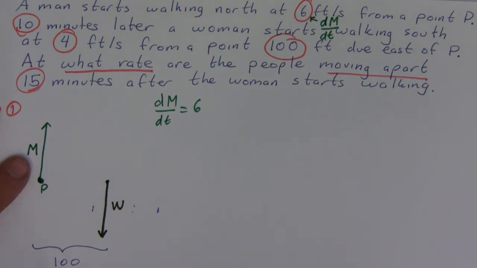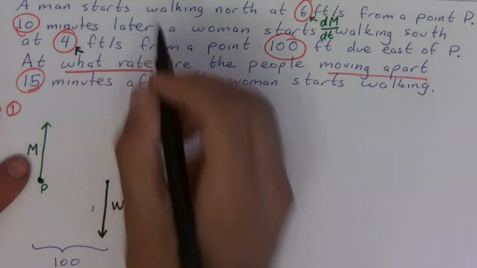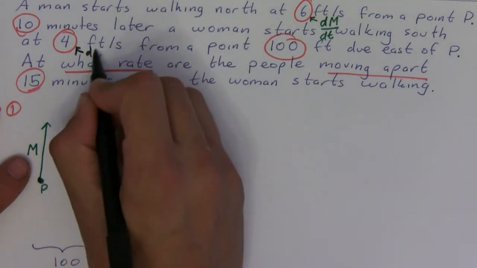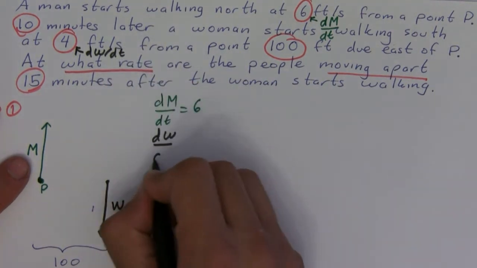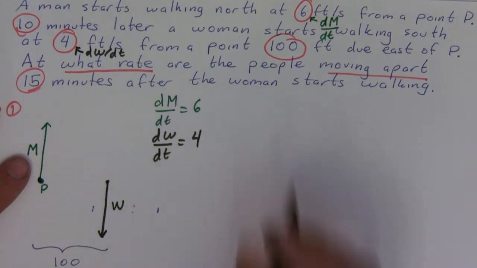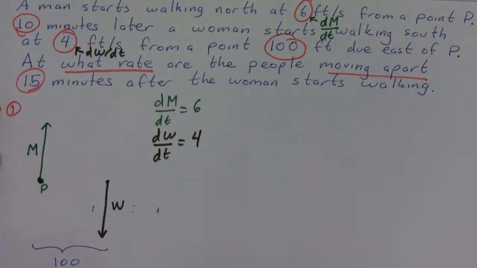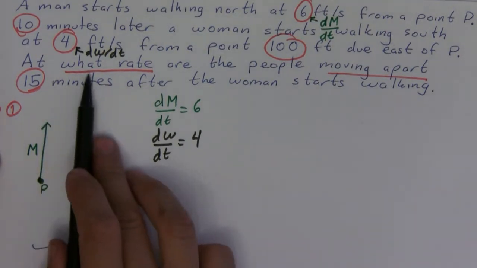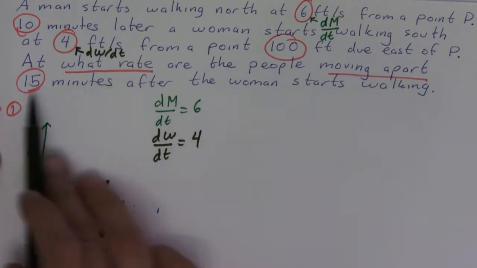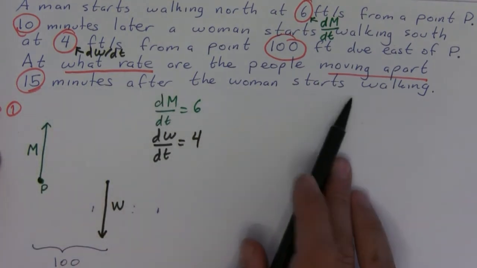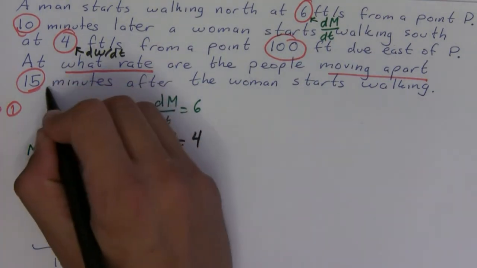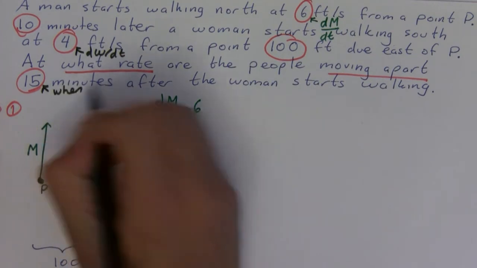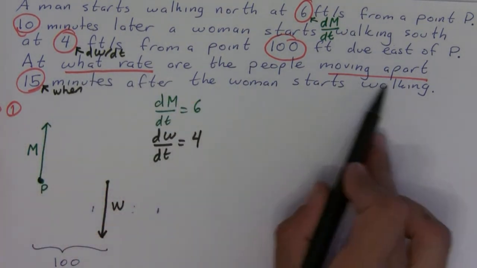And then that means that this 4 feet per second is the derivative of W with respect to time. So the derivative of W with respect to time is equal to 4. And so the question is, at what rate are the people moving apart 15 minutes after the woman starts walking? This part where it says 15 minutes after the woman starts walking, this is our when. So at what rate are the people moving apart?